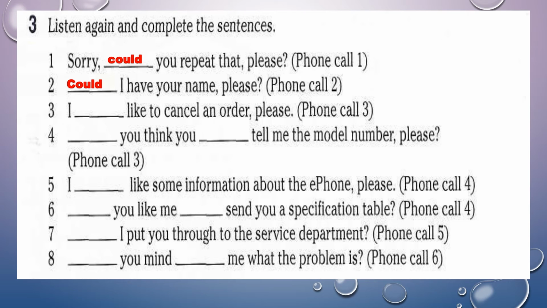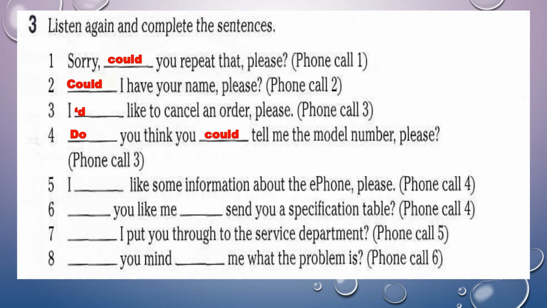Number 3, exactly. I'd like to cancel an order. Number 4, we have 2 gaps. The first one, do you think you could tell me the model number? Also, this is the same way of polite request. Here, it's a polite request. The assistant wants the customer to give her some details, so she uses, as you heard, a polite request. Do you think you could tell me?